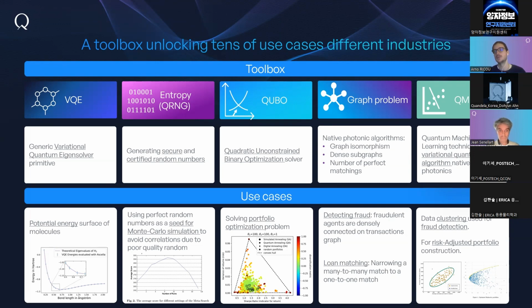And again, quantum machine learning would be as ubiquitous as machine learning, and we present clustering to cluster data, for instance, useful for fraud detection, or for risk-adjusted portfolio optimization, again with clustering. But you can think of prediction of many different molecules for material design and so on. So these algorithms, the toolbox, will unlock tens of use cases, and we make them easy to use for Quandela users.